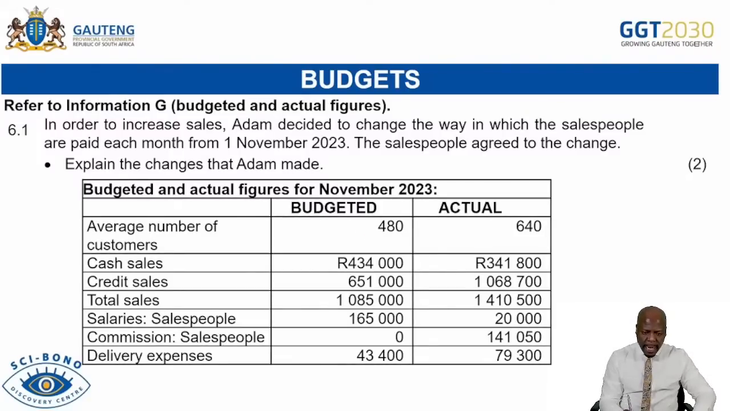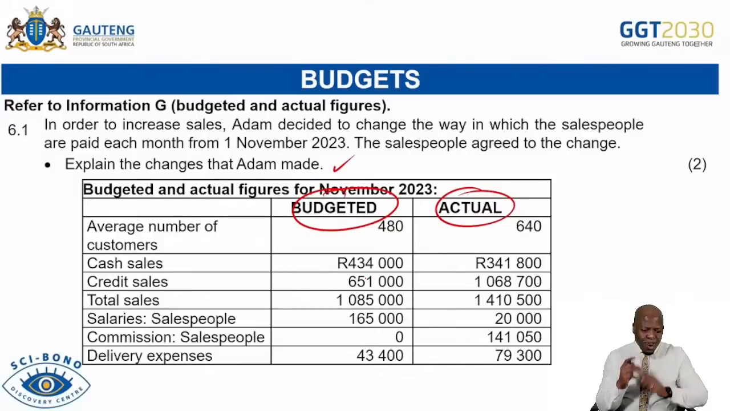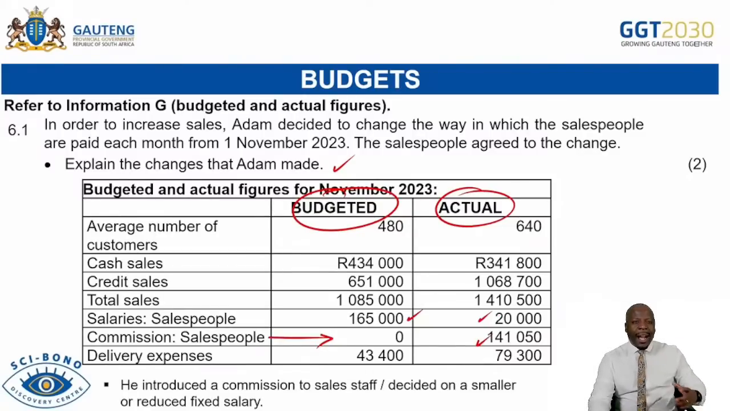All right. So again, you have your budgeted and your actual. Then they say the salespeople agree to a change. Explain the change. So again, you must be able to look. If you look here, they were getting a salary, and you can see here, there is nothing there. And then we're told that there is a change. Where is the change? They are now paying them a fixed salary and commission as well. So those are some of the things.